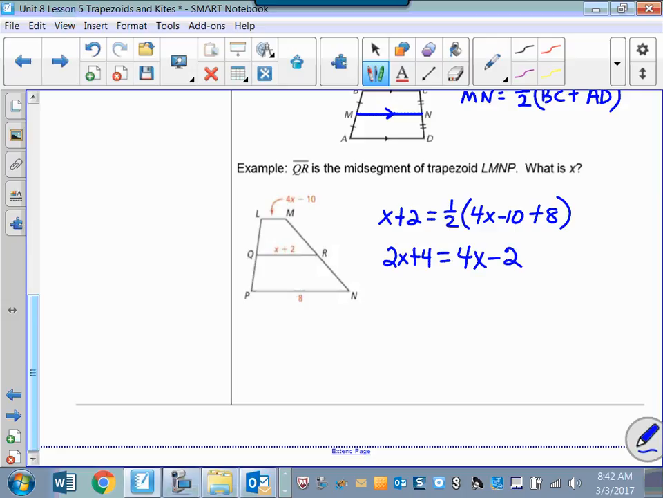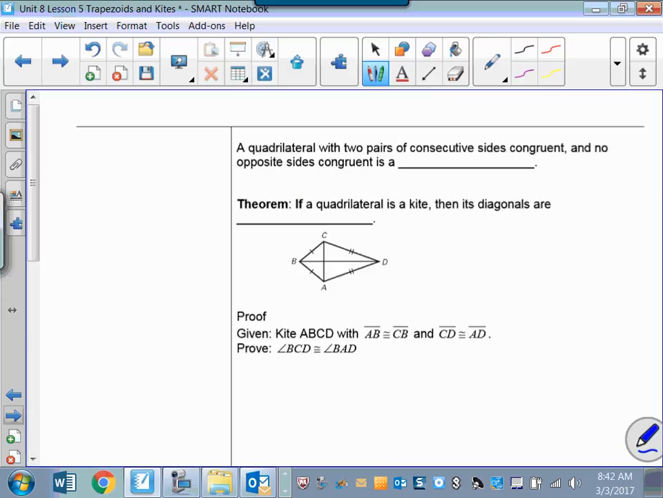And I'll get my 2x on the right and my negative 2 on the left. So 4 plus 2 is 6, 4x minus 2x is 2x, so that tells me that x is 3. Let me just plug that in to make sure I didn't make some kind of computational error. 4 times 3 is 12, 12 minus 10 is 2, and if I plug 3 in here, that would be 5, and sure enough, 5 is half of 2 plus 8, so good job.